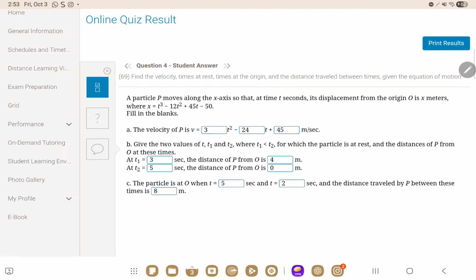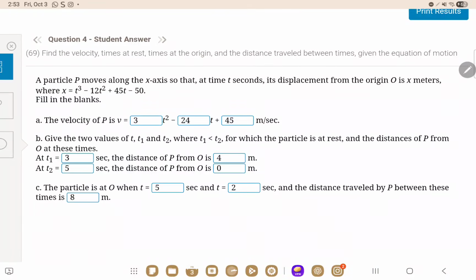Okay, now here we have a question asking about velocity and whatever. We took this before in math last year, especially if you did the IG, you're supposed to know this. And we did it also in physics mechanics, so we should already know this, but I'm gonna solve it. A particle moves along the x-axis so that at time t seconds, its displacement from the origin is x meters, where x is the position of the particle.